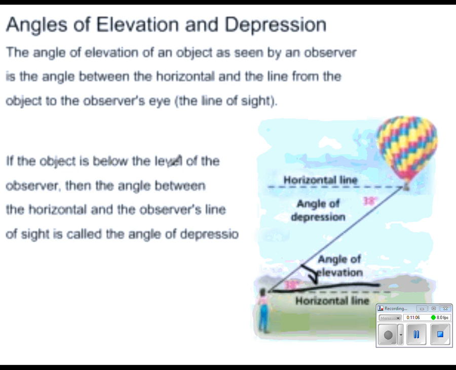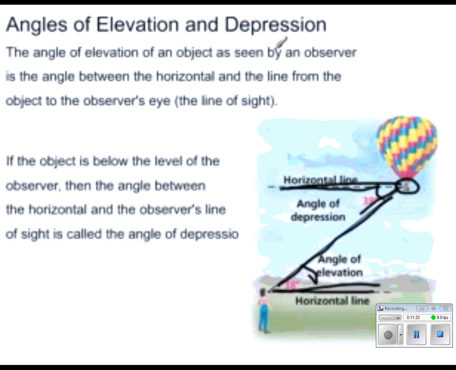Also, if the object is below the level of the observer, so if we were up here in the balloon looking down from the horizon, then our line of sight would make the angle of depression. Notice, in each case, what have we drawn?